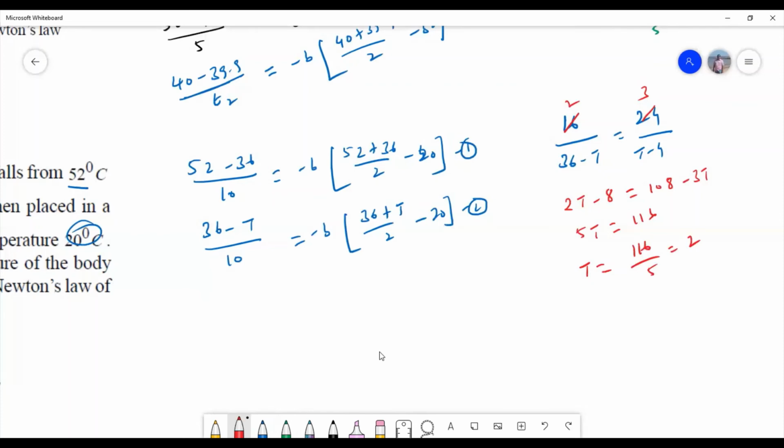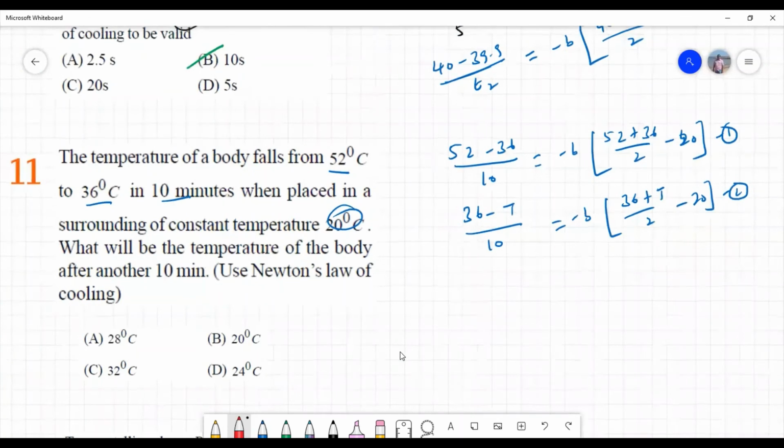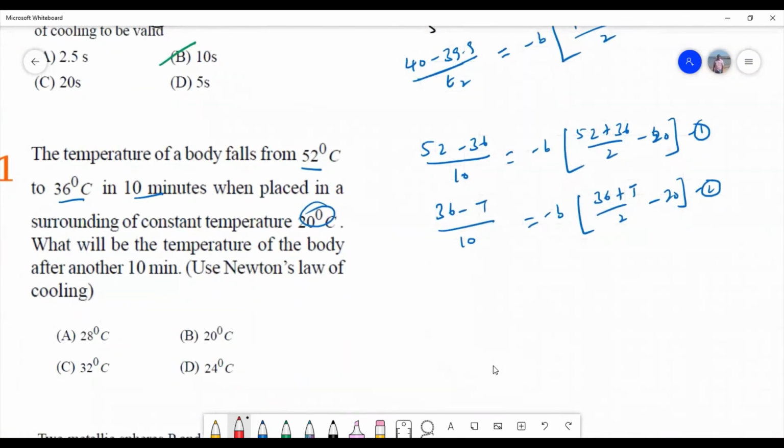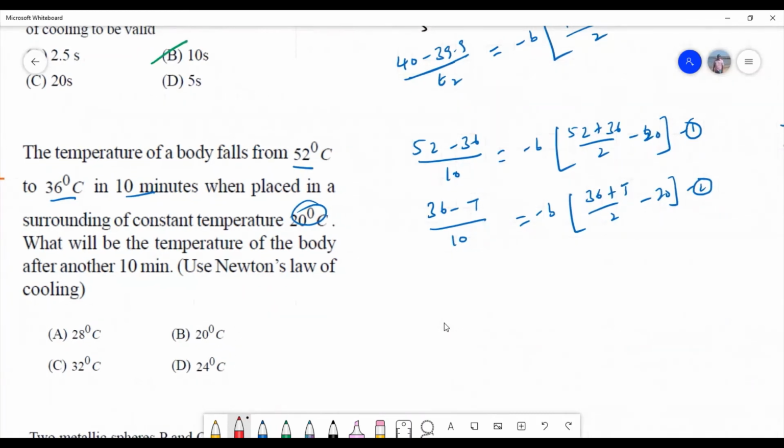So 5 twos are 10. Somewhere there is a mistake, let's check again. Here, 52 minus 36 by 36. Now another 10 minutes, when the body is placed in surroundings of constant temperature 20. What will be the temperature of the body after another 10 minutes?